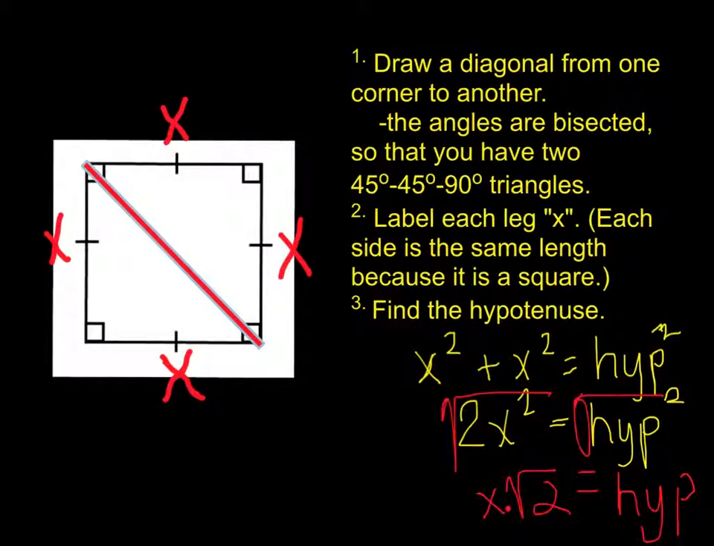Next, I need you to label each leg x. Each leg is the same measure because we have a square, and all squares have the same side lengths.